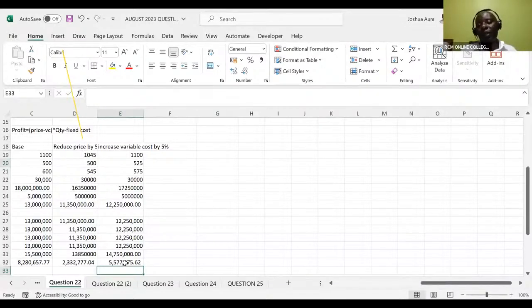Is there anybody who has been able to get this 5.57? Great. These guys are moving on very well. Got it. Great. Thank you very much.